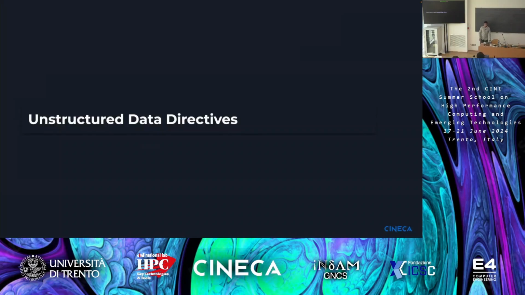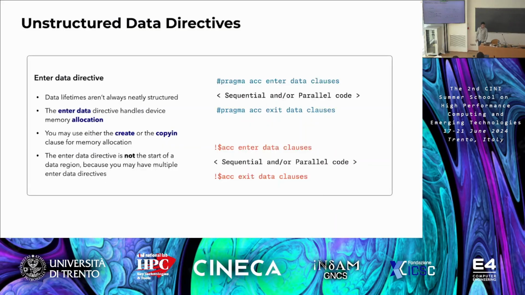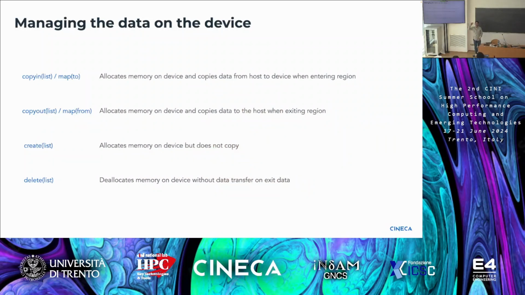There is another thing called unstructured data. When the compiler cannot figure out what the array size is, which can be very complicated, you can use enter data and exit data. This is basically the same as what you do in CUDA when you are allocating and deallocating something. The good thing is that you can put them in multiple places, so you can call them and create that buffer in many places.